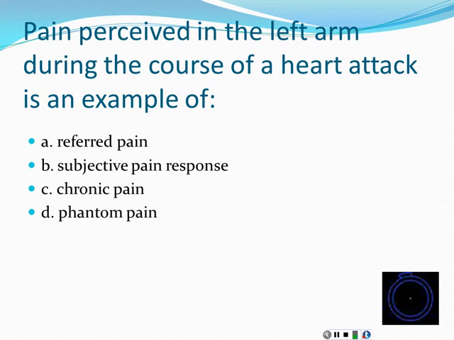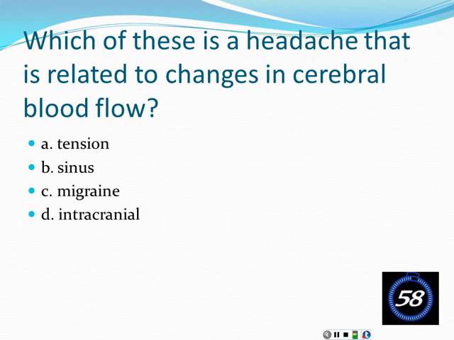Phantom pain we didn't talk about, but phantom pain happens in a person with an amputation, and because the brain still has a map for that region of the body that's no longer there, they can sometimes experience pain in a limb that is no longer present. So it's a neurologic issue. I didn't talk about it because it doesn't come up very often. You know, we don't see amputations like we used to because of improved antibiotics and things like that, but that's phantom pain. Okay, which of these is a headache related to changes in cerebral blood flow?